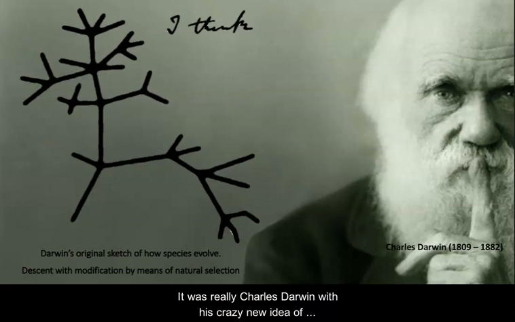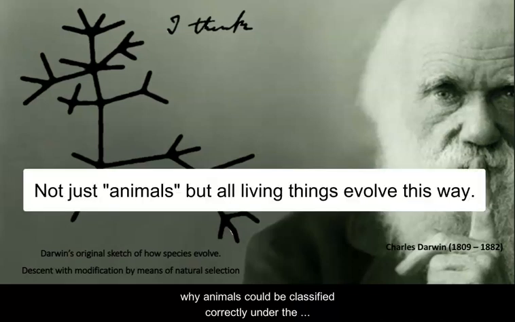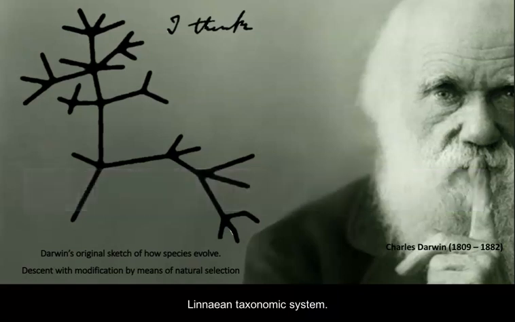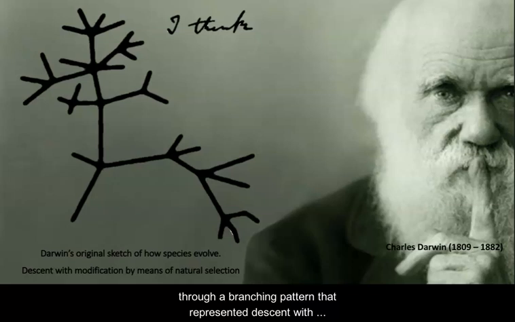It was really Charles Darwin, with his crazy new idea of evolution by natural selection, that provided the answer to why animals could be classified correctly under the Linnaean taxonomic system. Darwin provided the insight that animals developed through a branching pattern that represented descent with modification. The changes that took place over time in response to the environment in which they lived were the way in which species evolved.